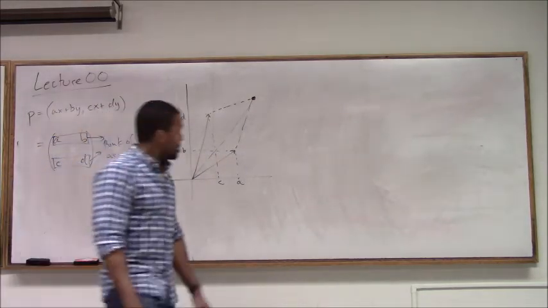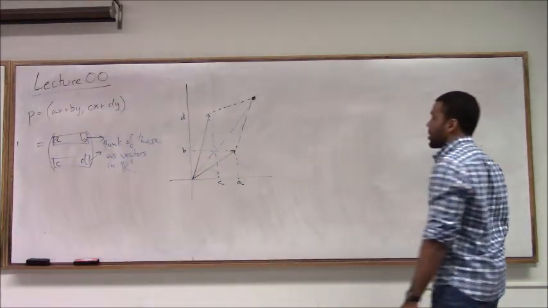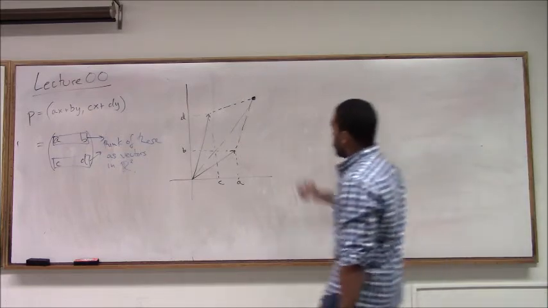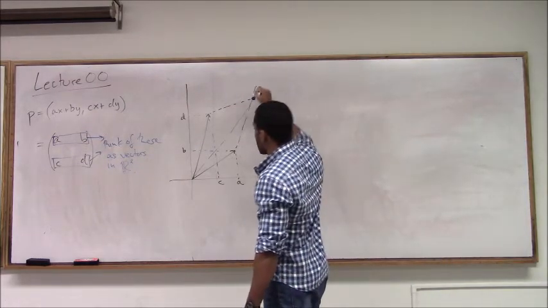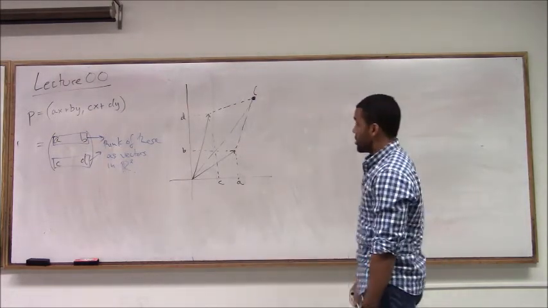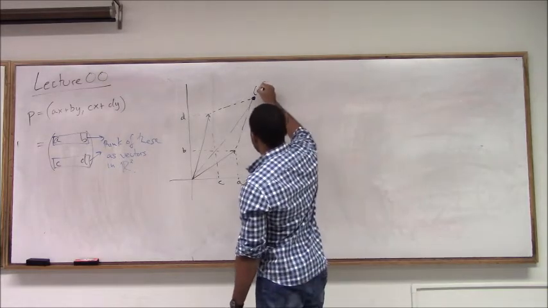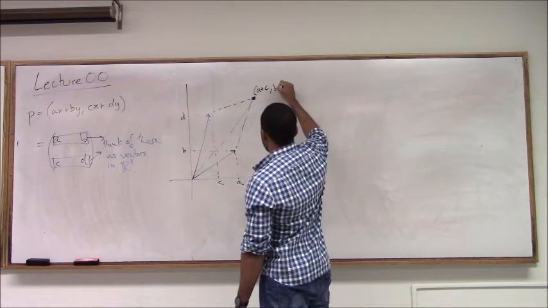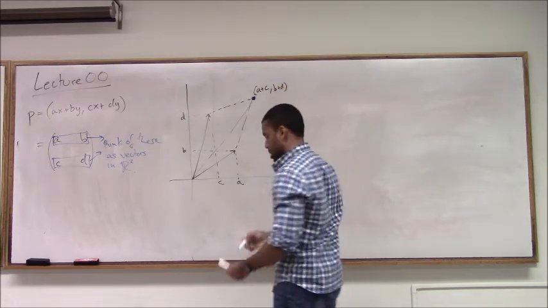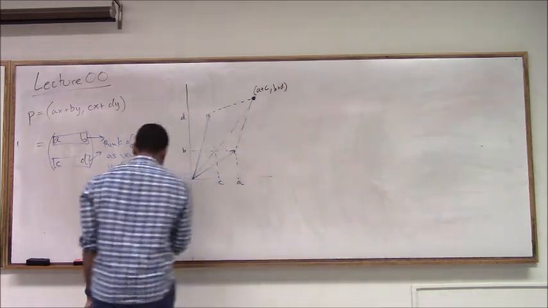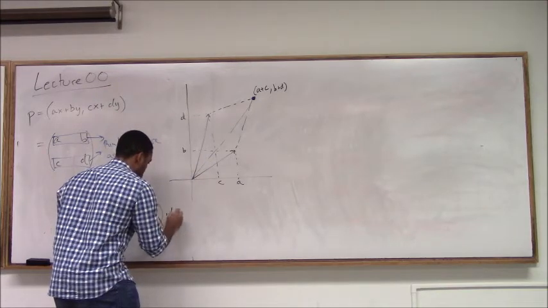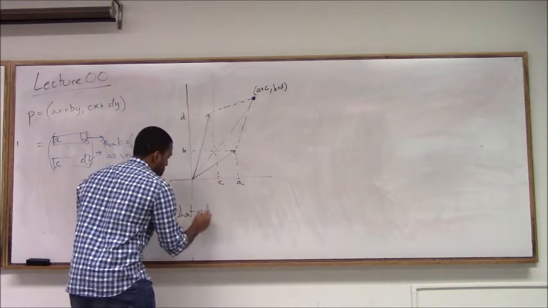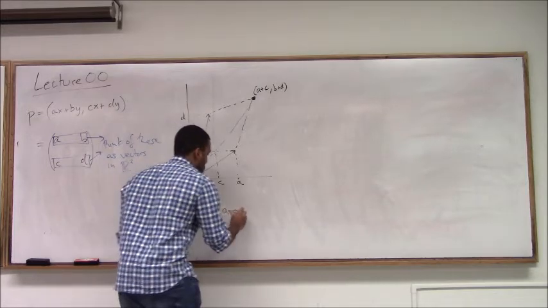Right? Okay, so that shouldn't be too strange so far. What would the coordinates of this point be, based on what we know from R2? Yeah, A plus C, B plus D. I add the x coordinates, A plus C, and the y coordinates, B plus D. Okay, so here's the question. What is the area of this parallelogram?